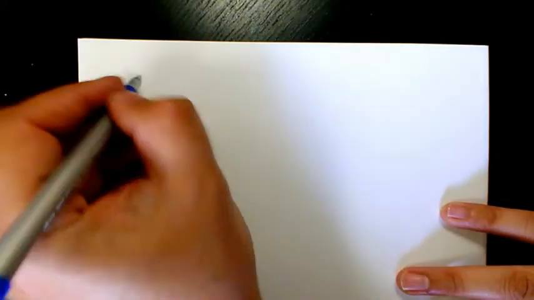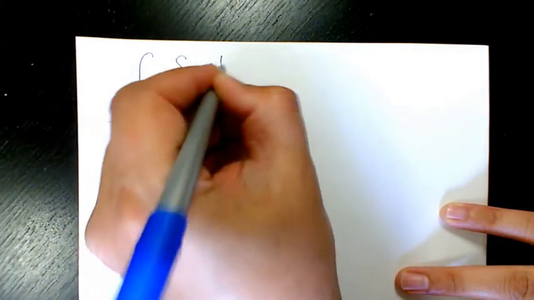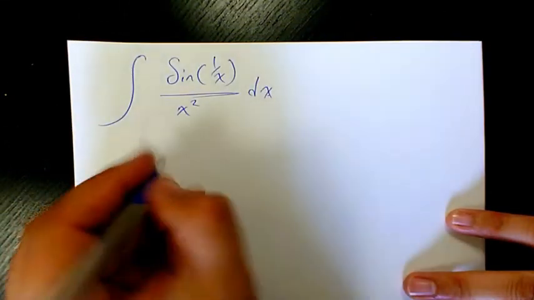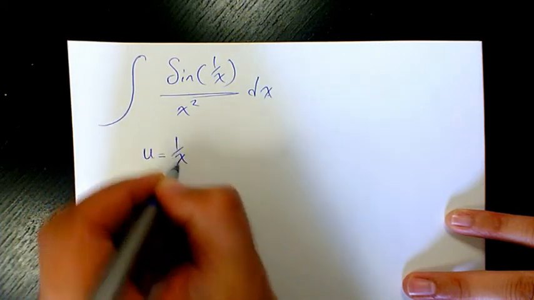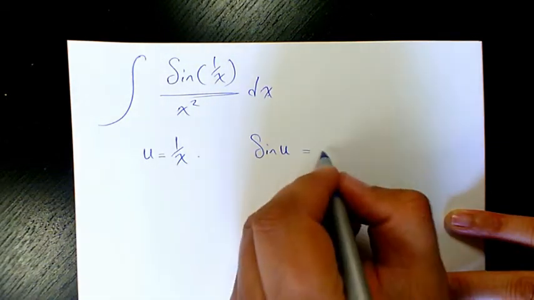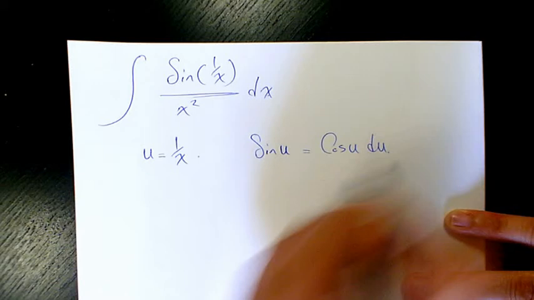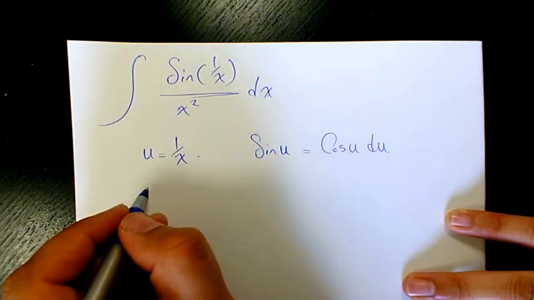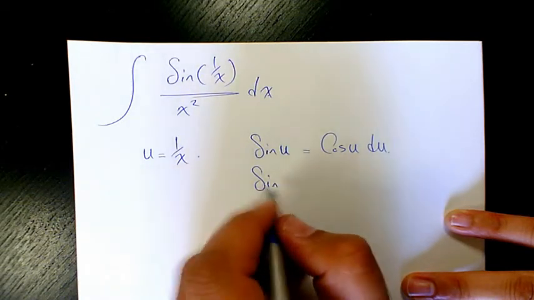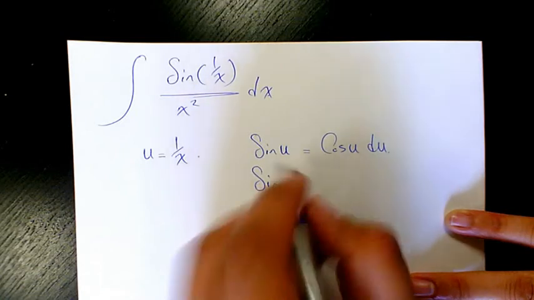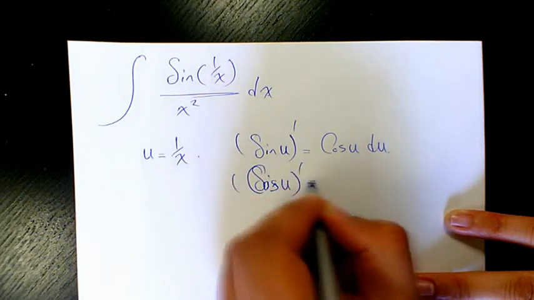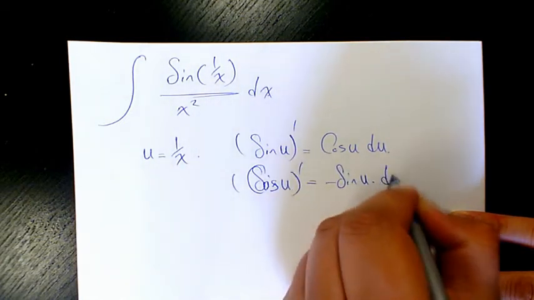Next example. The integral of sine of 1 over x squared dx. I'm going to have u equals 1 over x. The derivative of cosine u is negative sine u du.